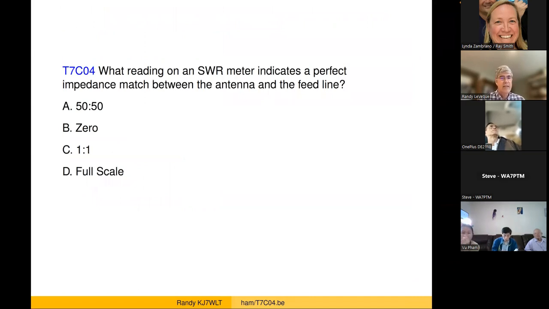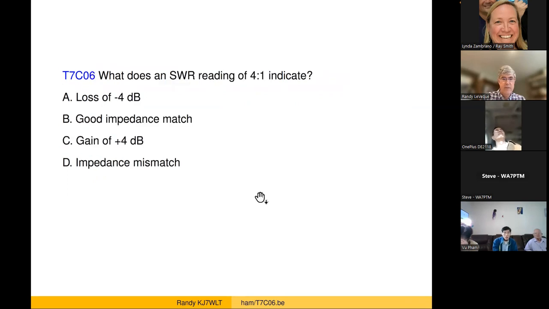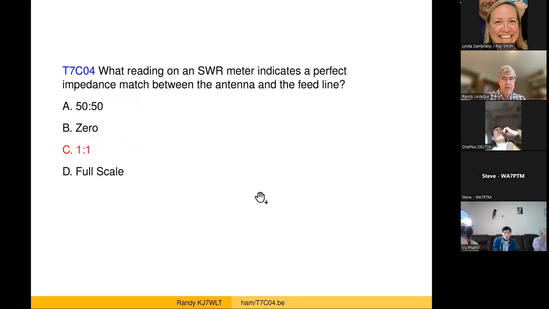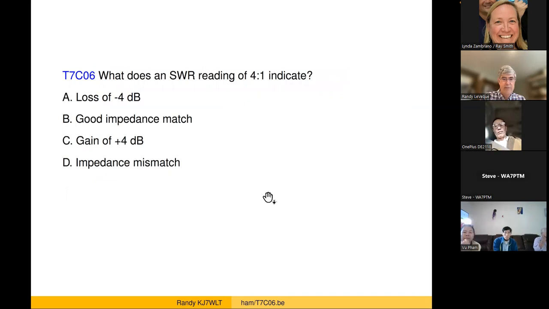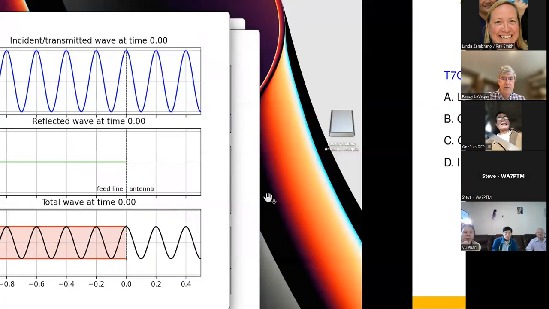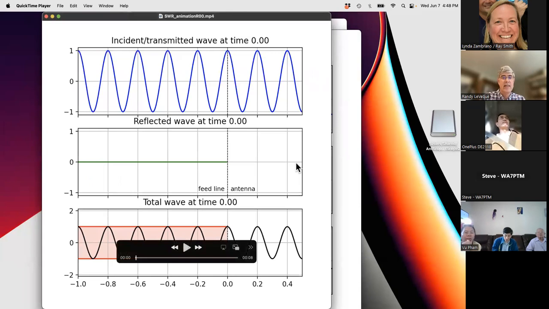Okay, now there's a set of questions on SWR meters and readings, and let's see, how much time do we have? I think we have enough time. I'm going to try to show you a few animations I made that I hope will explain what SWR is, because it's kind of a funny concept. I think on one of the later slides I have a link to a web page where I put some of these animations, but I have them just on my laptop.